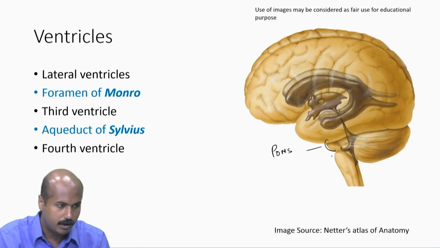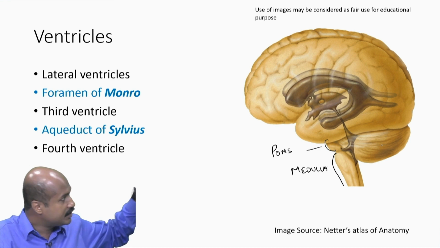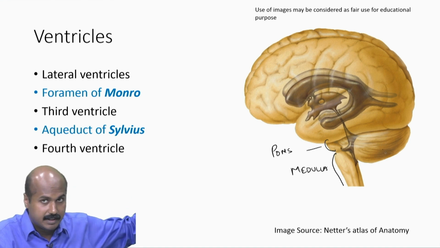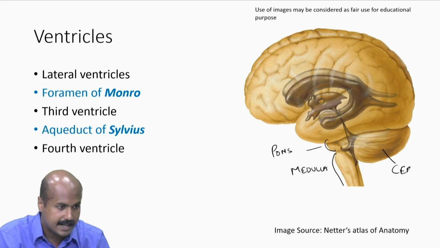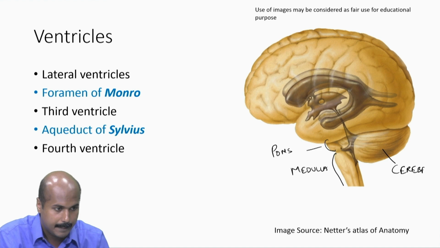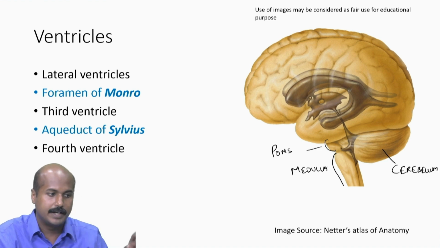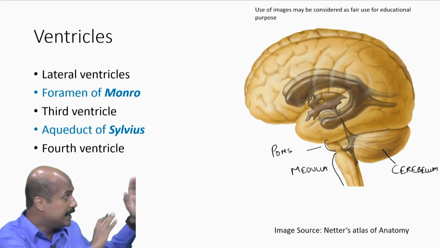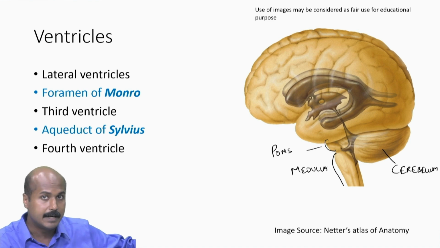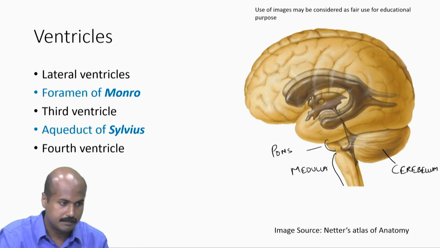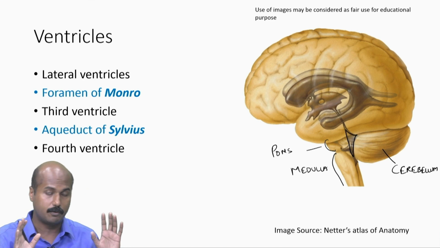This bulge is called the pons, P-O-N-S, and this is called the medulla. And this small structure that you see behind and below the cerebral hemispheres is called the cerebellum. Now, the fourth ventricle is therefore located behind the pons, behind the medulla, and in front of the cerebellum. So, the location of the fourth ventricle and its relations with the different parts of the brain are very important.